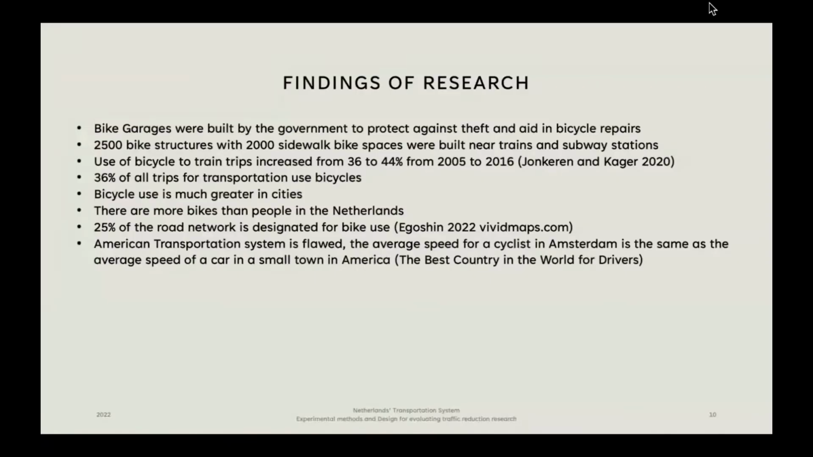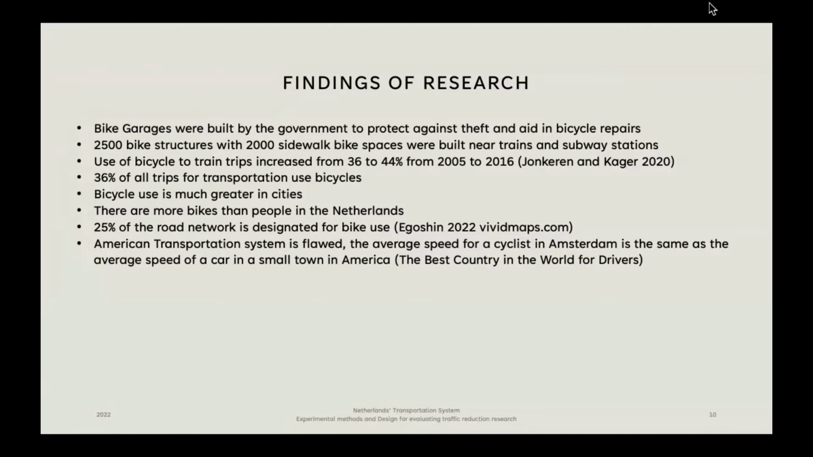Next slide, please. So as part of my research, I did find that 36% of all trips are made by bicycle, and 25% of the road network is designated for bike use. So of the total length of the roads, a quarter of it is used for biking. And the American transportation system is flawed.